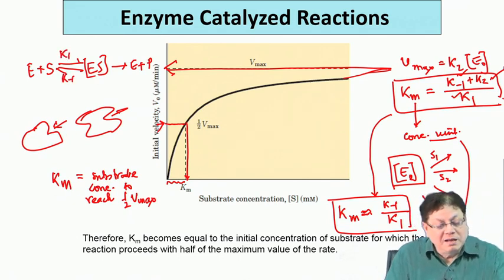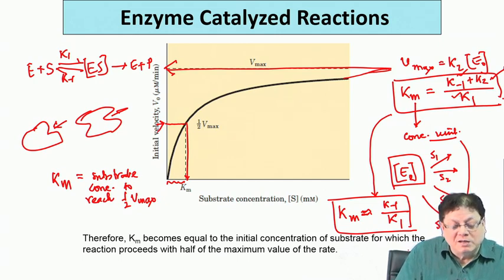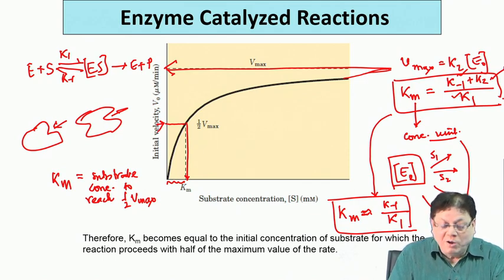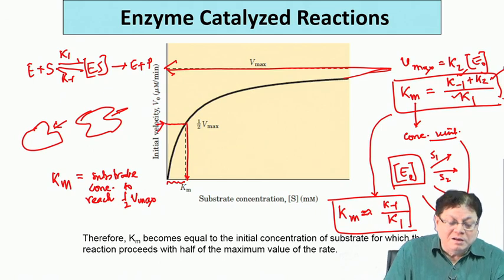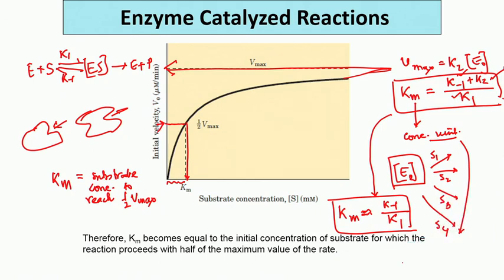So, usually K 1 by K minus 1 is the equilibrium constant if we consider from left to right. Now, here it is K minus 1 divided by K 1, that means it is the dissociation constant now. Earlier K 1 by K minus 1 was basically association. Now, K minus 1 by K 1 is the dissociation constant of the ES complex. So, that means K m is also roughly equal to the dissociation constant of the ES complex.